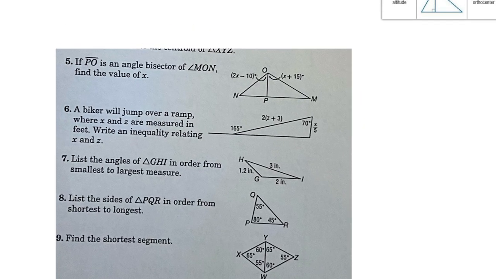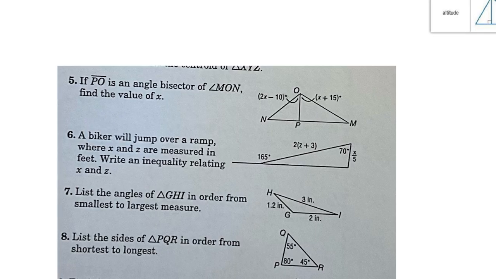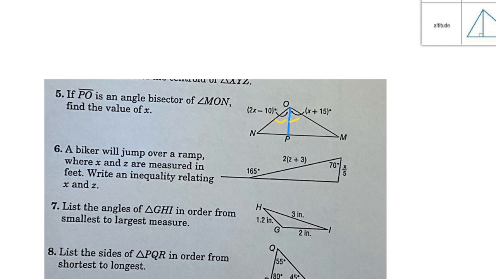Angle bisector of MON, find the value of x. Well, if it's the angle bisector, this blue thing is the angle bisector. What have I been saying from the beginning of this video? Make this angle equal to that angle. Therefore, obviously, 2x minus 10 equals x plus 15. This is so easy compared to the one that we just did. So we have x equals 25, done.